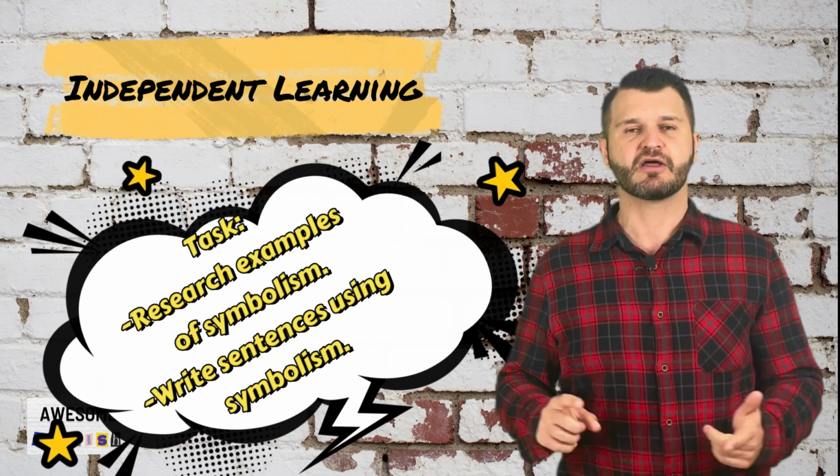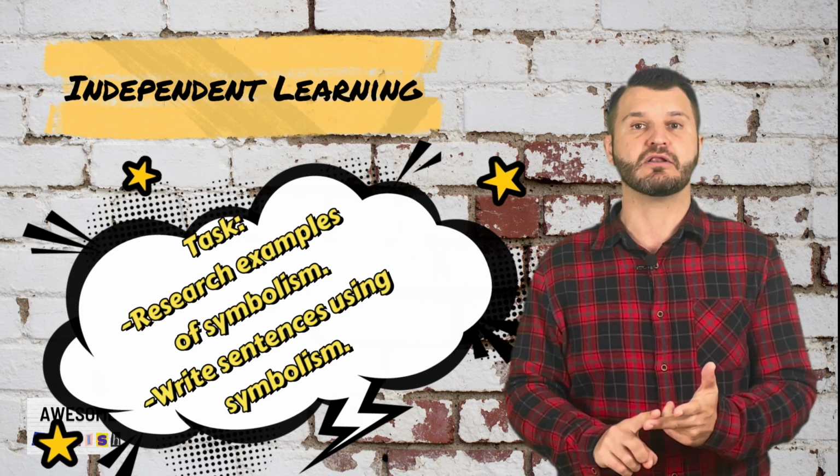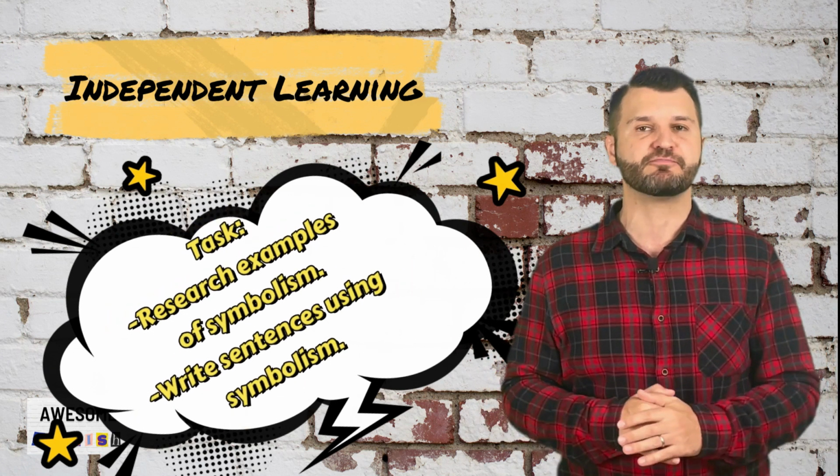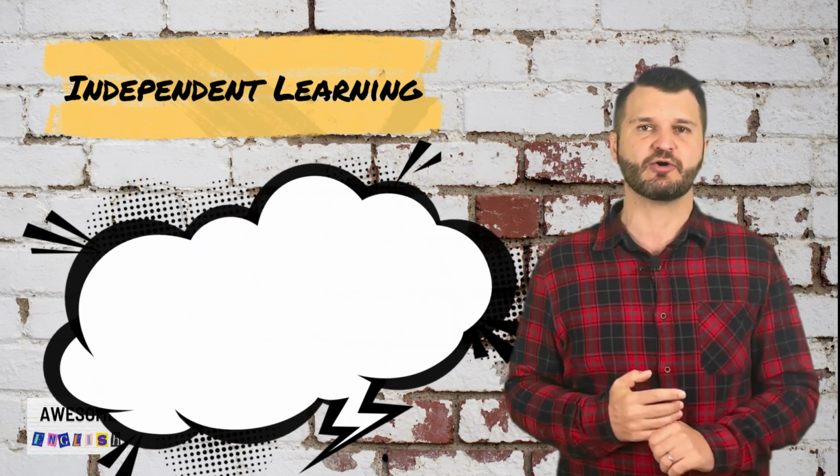You could write about a dove, an owl. You might even want to write about an olive branch. Use these ideas to help you.